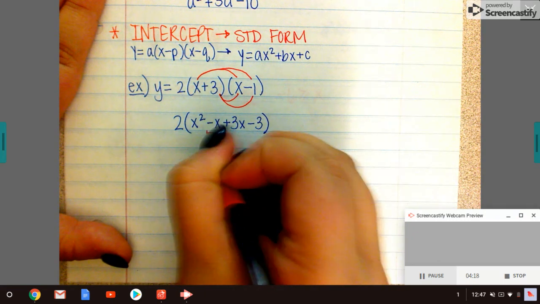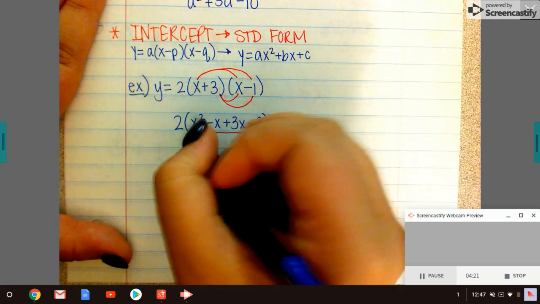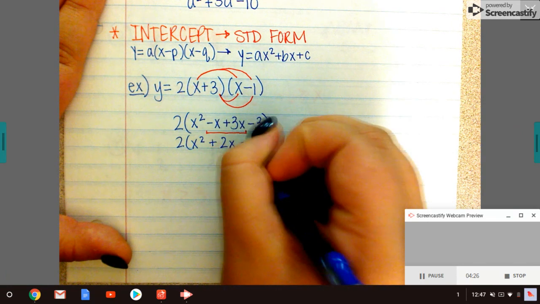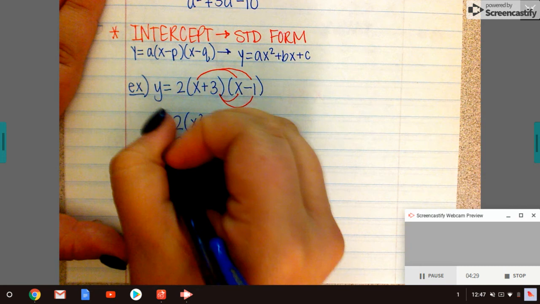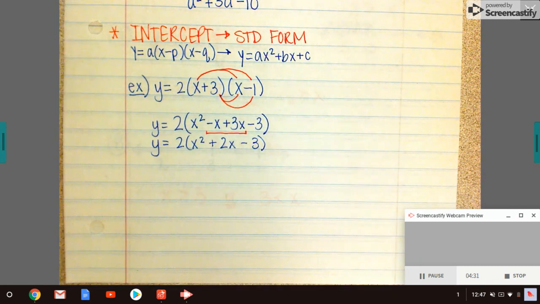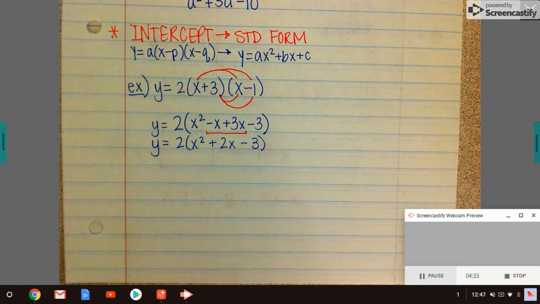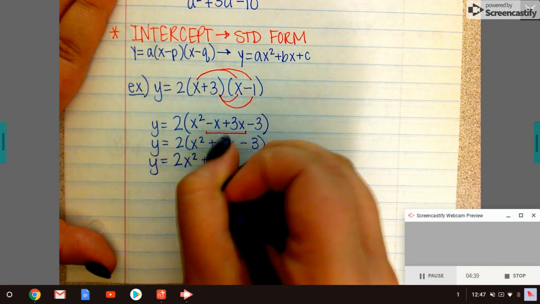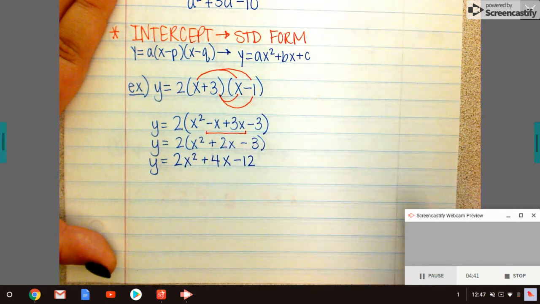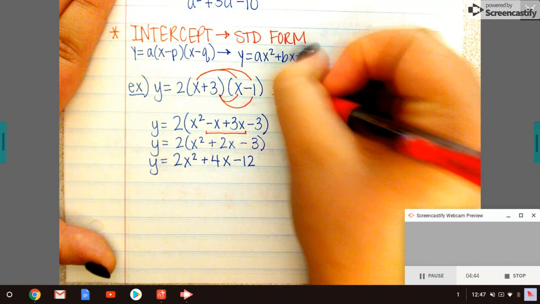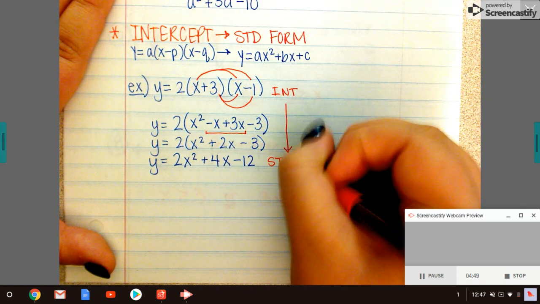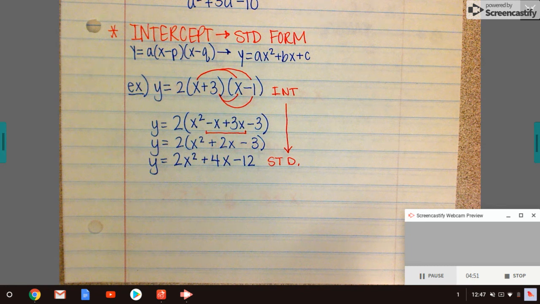From here, there's some combining I can do. So I've got 2 times the quantity x squared plus 2x minus 3. And lastly, we'll distribute the 2 into everything. So 2x squared plus 4x minus 12. So we started in intercept form, and now we are in standard form. Basically we're just multiplying out anything that can happen.